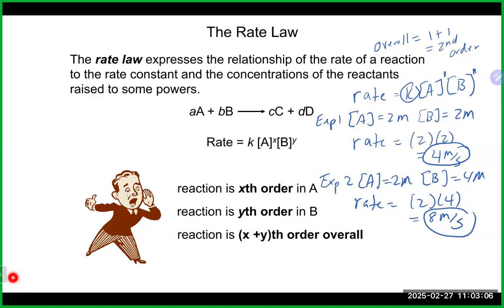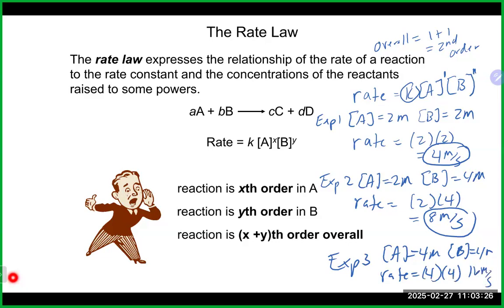So if I decided I want to do a third experiment, and I want this thing to go super fast because I've got plans later, A is going to be 4 molar, B is going to be 4 molar. Now when I put that in there, I get 4 times 4, so my rate is 16 molar seconds. By doubling both of them, my rate went up by a factor of 4. So if you know the rate law and you know the orders, you can play with the concentrations to speed it up.